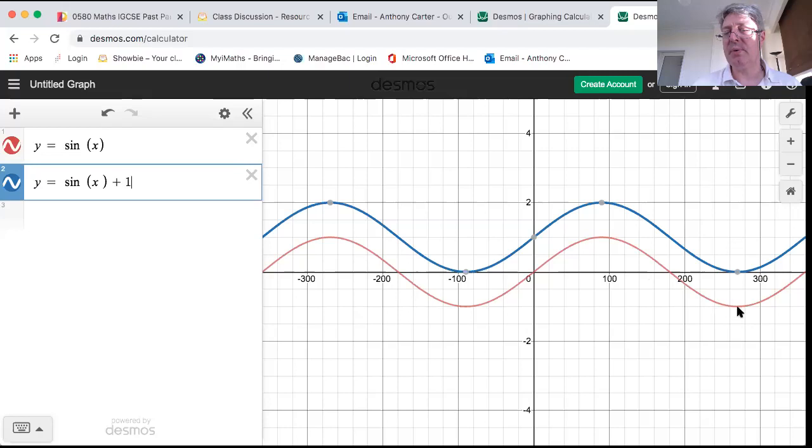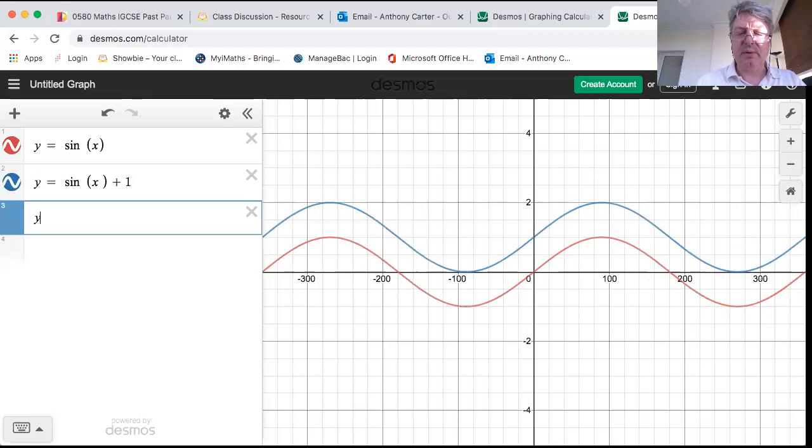So this lowest point here has moved one place up. This point here, 270, minus 1, would now be 270, 0. So you would have added 1, so it's moved up one place. This point has moved up one place, this point has moved up one place. In fact, every single point on this curve has moved up one place. And if we carry on, we can move the sine x graph up and down however we want.